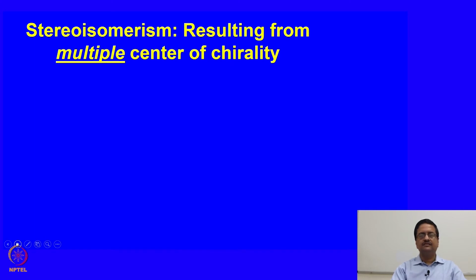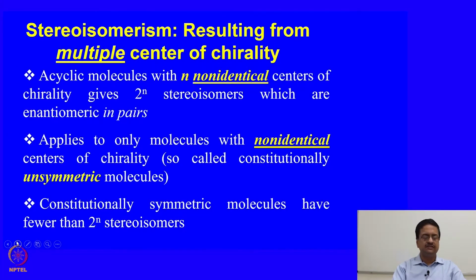Now, in most cases, we see compounds which have multiple stereocenters or multiple chiral centers. So in those cases, we have to assign priority on those chiral centers as well. Acyclic molecules with n number of non-identical stereocenters of chirality give 2 to the power n stereoisomers, which are enantiomeric in pairs. We will discuss this in a few minutes.